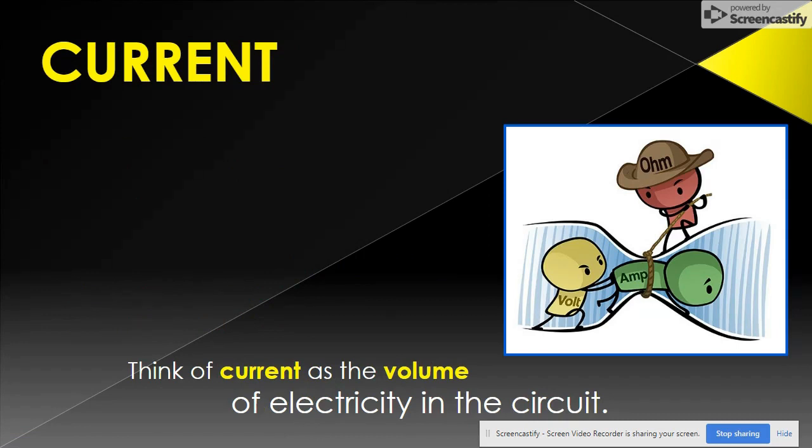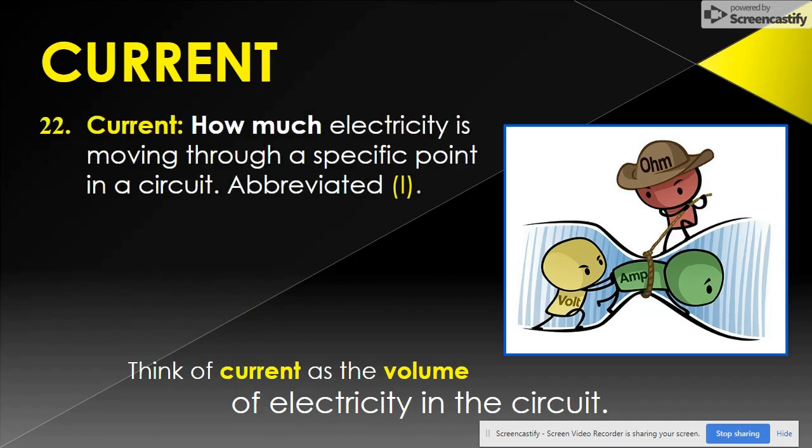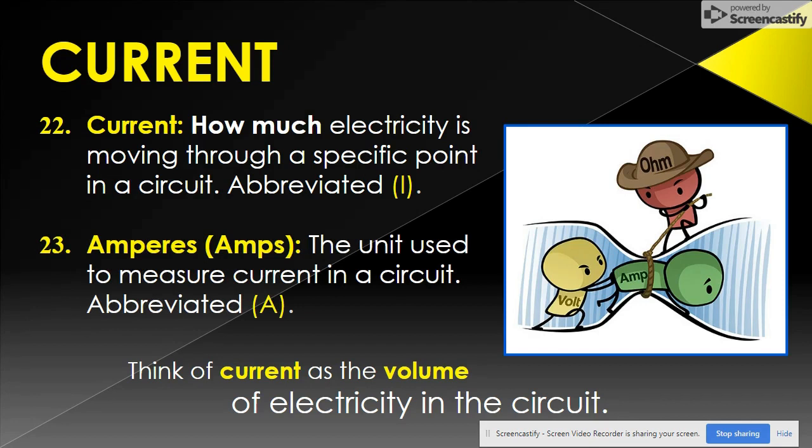Current refers to how much electricity is moving through a specific point in a circuit. It's literally the number of electrons flowing past a particular point in a particular amount of time. It would be like counting how many gallons of water flow through a pipe in a minute, or how many cars drive through an intersection in an hour. It's a measurement of the flow. We often see current represented in formulas and diagrams with the capital letter I, and it's measured in a unit called amperes or amps, which is abbreviated with the capital letter A.